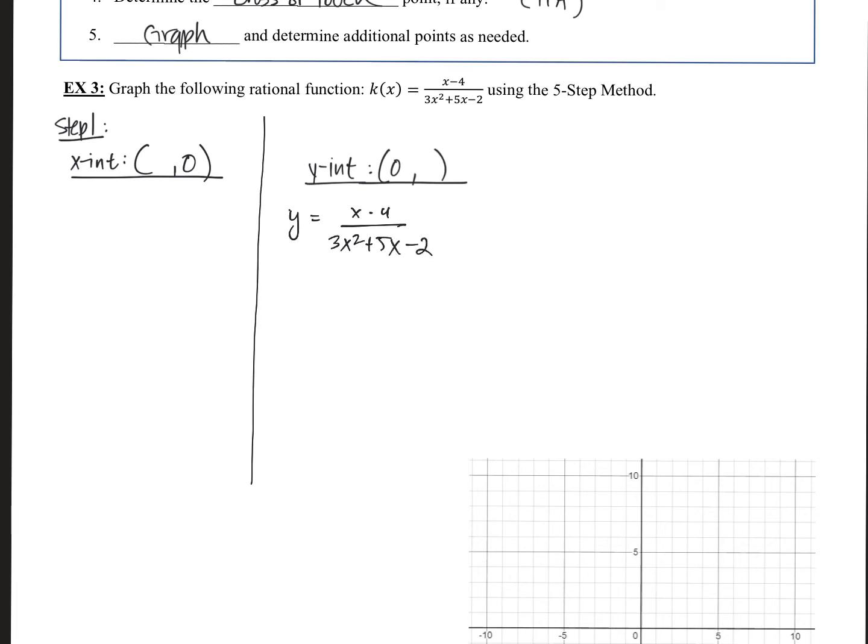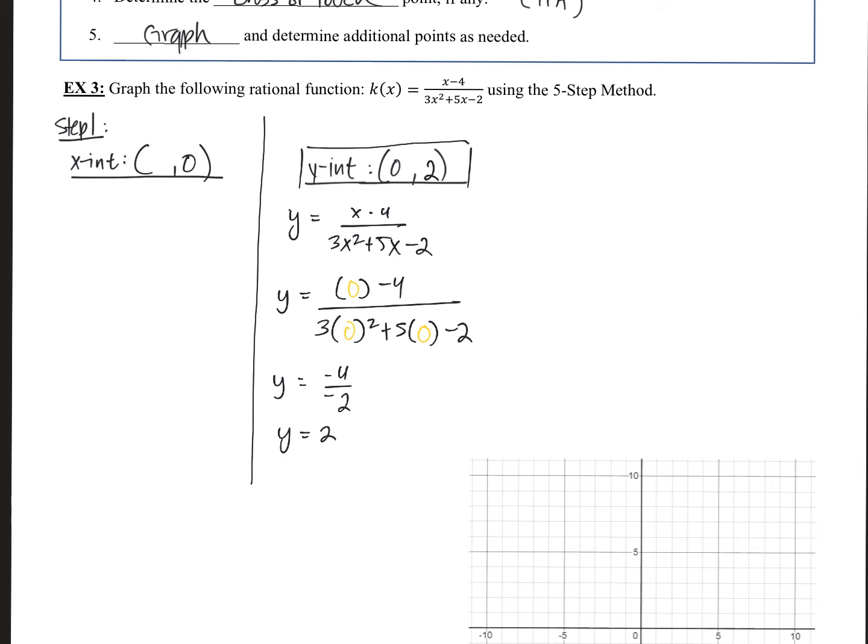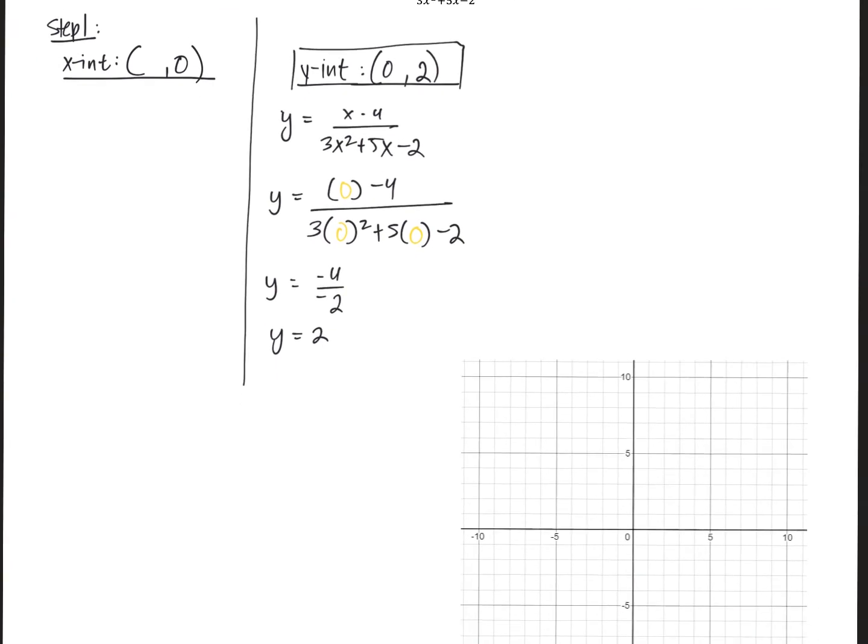When you're solving for these, please show that you are plugging in 0 for these values. So we're going to plug 0 in for x, and what do we have? So 0, 0, 0. We're going to get y equals negative 4 divided by negative 2, which will be y equals 2. So y-intercept is 0, 2. And I'll box my answer there so I can find it easier. Let me go ahead and graph that. 0, 2.